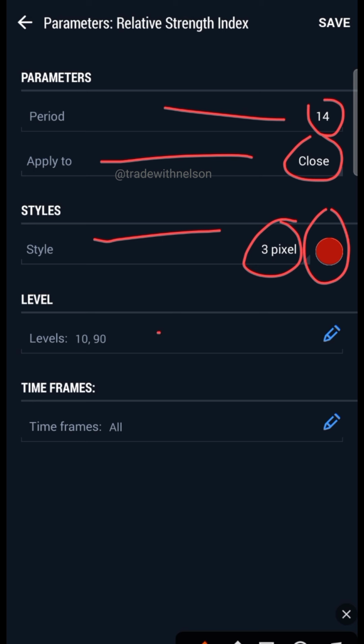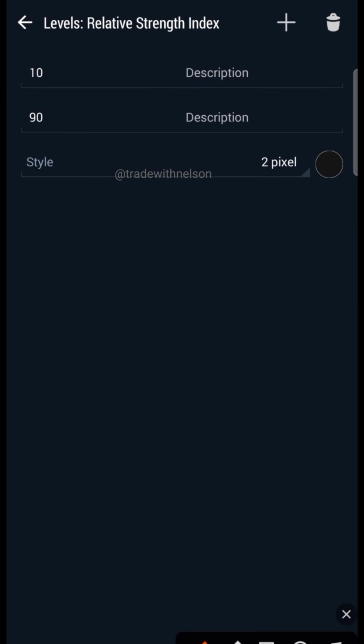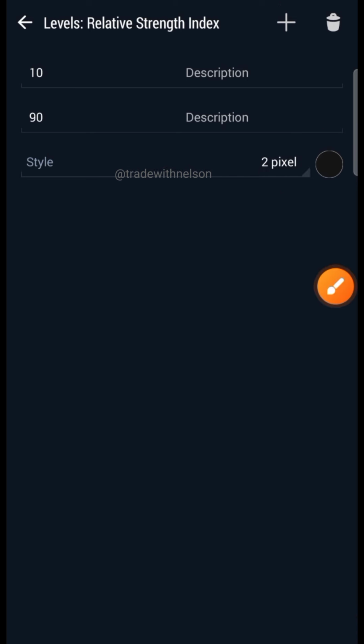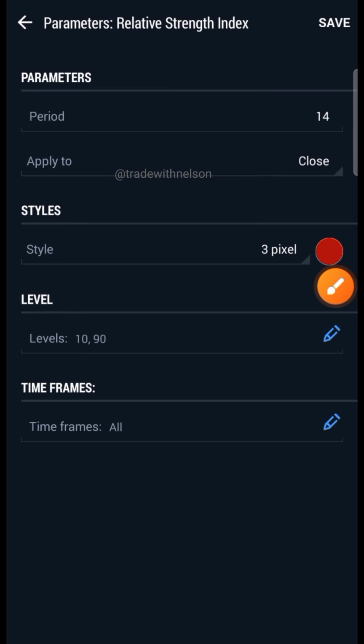Then next thing is to click on the level, click on this pen icon over here, click on this add button to add a level, type 10 and 90. Then after that, make your style 2 pixel and select black. You can make it 3 pixel also to make it very visible. You go back, then you click on save.